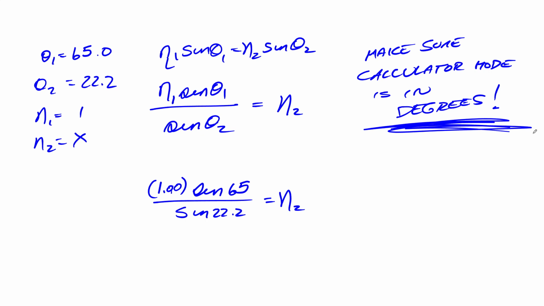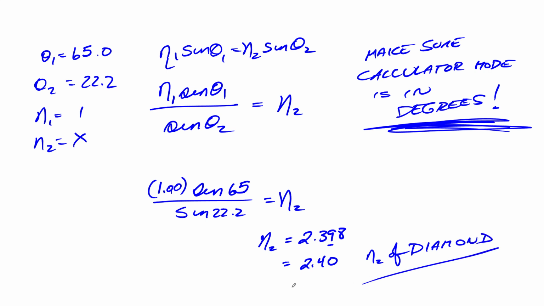So 1 times sine of 65, and we'll divide that by the sine of 22.2, and then we'll have an N2, a refractive index, of 2.398. I'm going to say round to the third decimal place, so we get 2.40 as my refractive index of diamond. And that's my answer. Ladies and gentlemen, have a good day, and we'll see you at the next video.